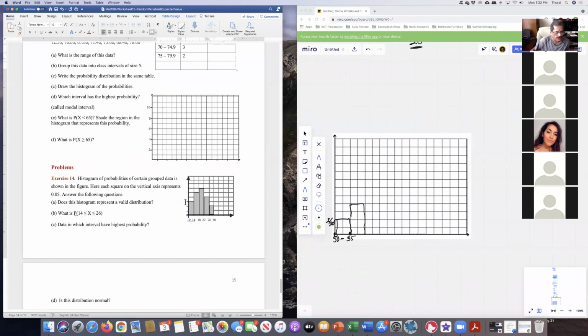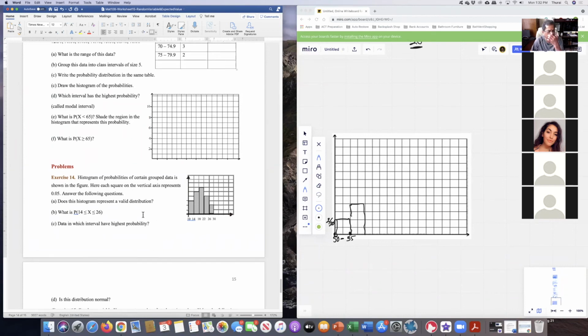Exercise 14. A histogram for a certain group of data is shown in the picture. Does this histogram represent a valid distribution? What would you do to answer this question? Anybody? A valid distribution and a normal distribution are two different things. Students sometimes mix them up when they answer questions. A probability distribution is a valid one if the probabilities add up to 1. So the probabilities have to add up to 1.